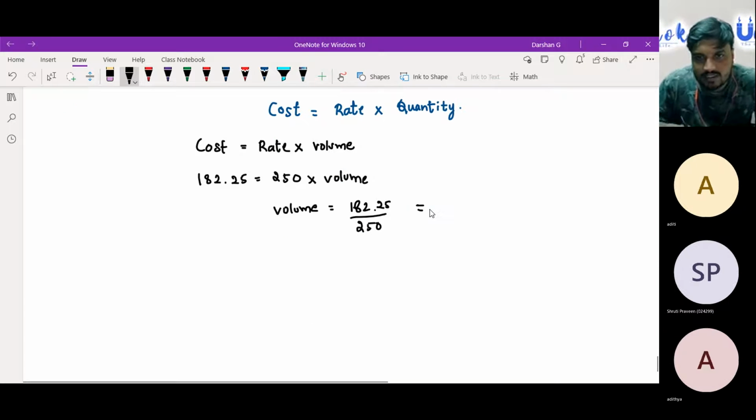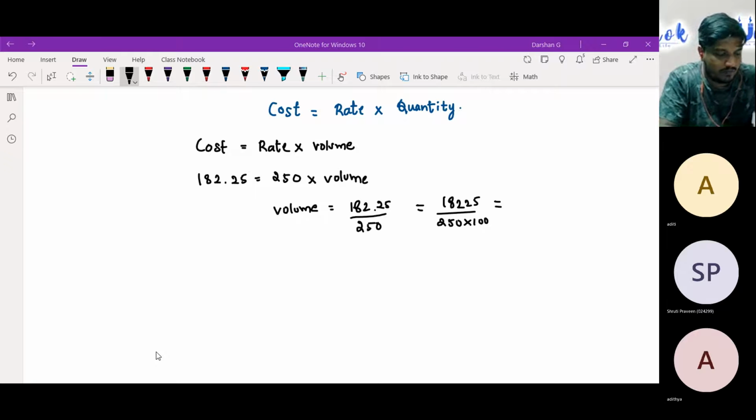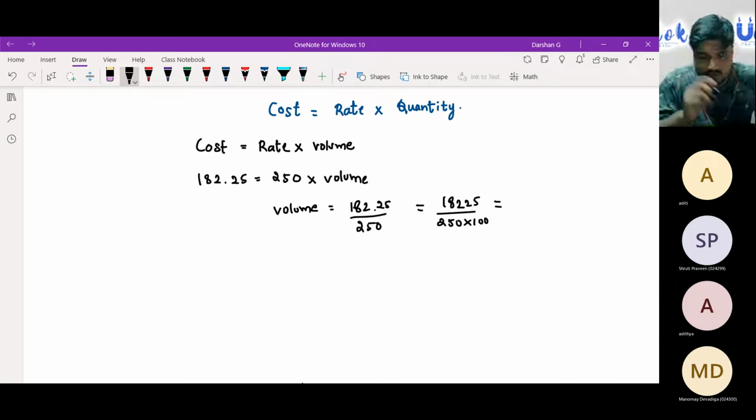The best way of dividing is multiplying by 100 on top and 100 on the bottom. So it would be 18225 divided by 250 into 100. This is the best way you can go ahead with it. When you divide properly, you will get some answer. Let me see who will get that answer. Okay, looks like nobody has got it.